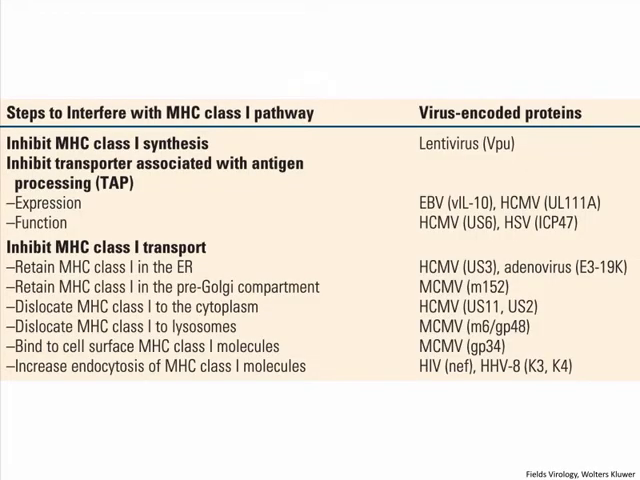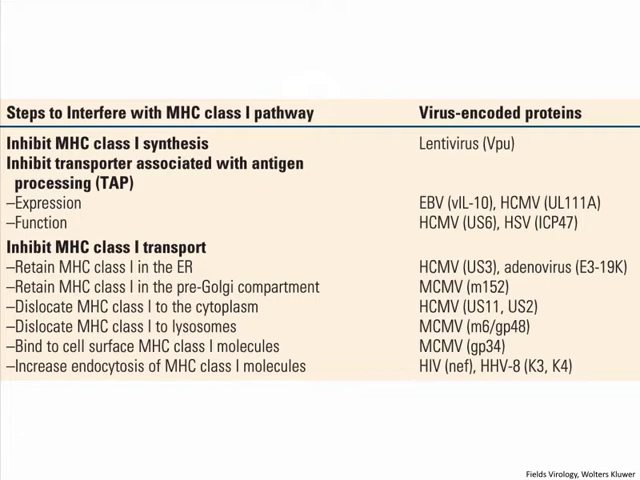So here are some listings of the antagonisms of MHC1. So here is inhibition of class 1 synthesis. There's a lentivirus protein that can do that. The TAP processing transporter machine is inhibited. Its synthesis or its function can be inhibited by different viral proteins. You can see all the herpes viral proteins that are involved here. So that's one step. Then the transport of the class 1 protein can be inhibited. Some viral proteins, so on the right are the viral proteins that do the work.